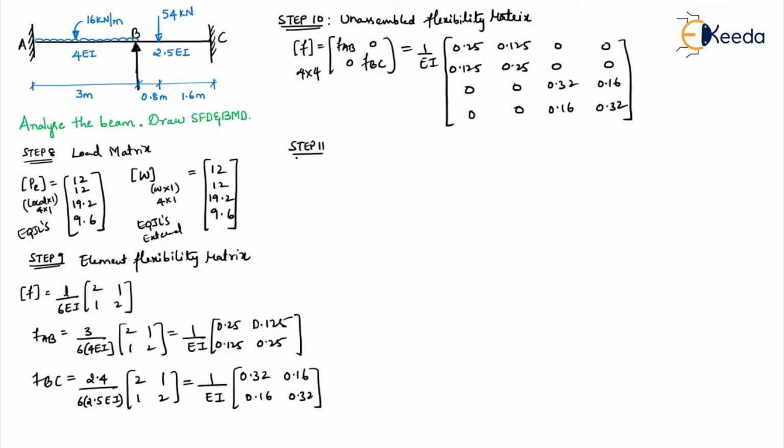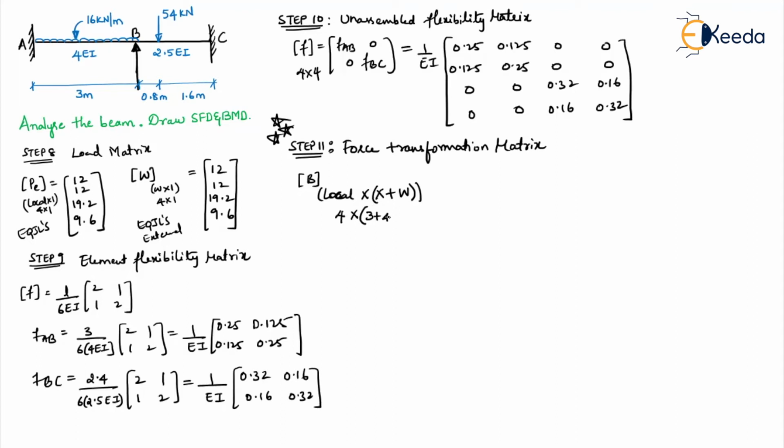After that, what you have to do, this step is very, very important. That's your force transformation matrix, right? So what is force transformation matrix? B. This is equal to local into X plus W. So local coordinate is 4 here, X, number of redundants, how many number of redundants we have? 3 plus 4. So it will be a 4 into 7 matrix. So be very careful.